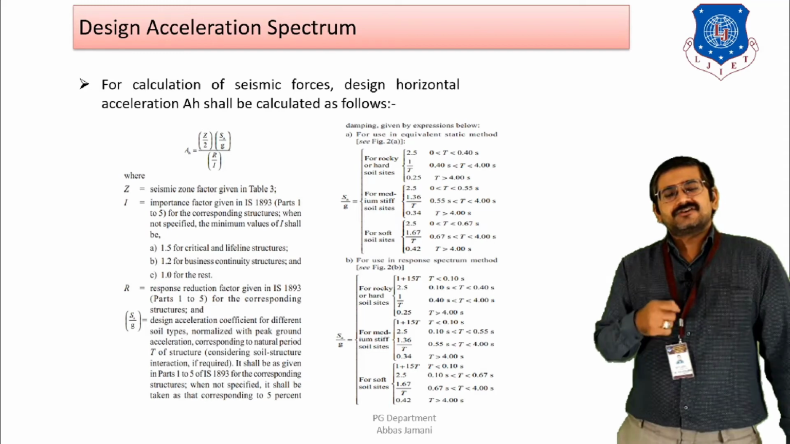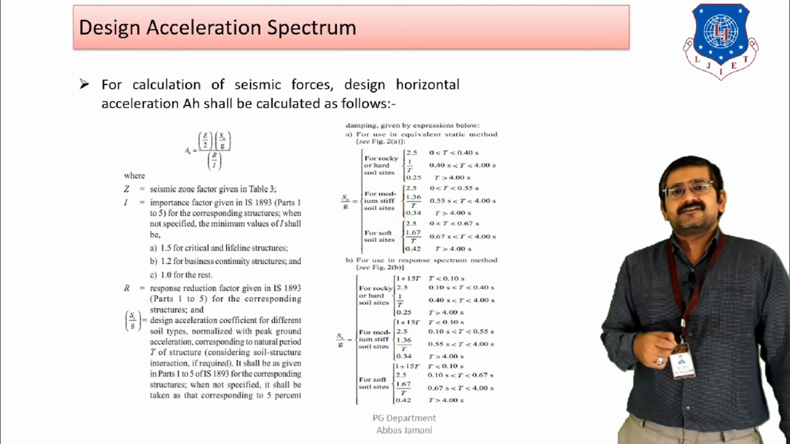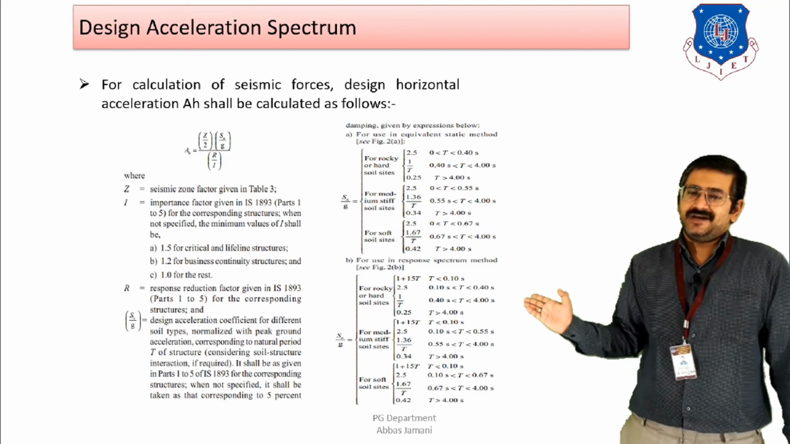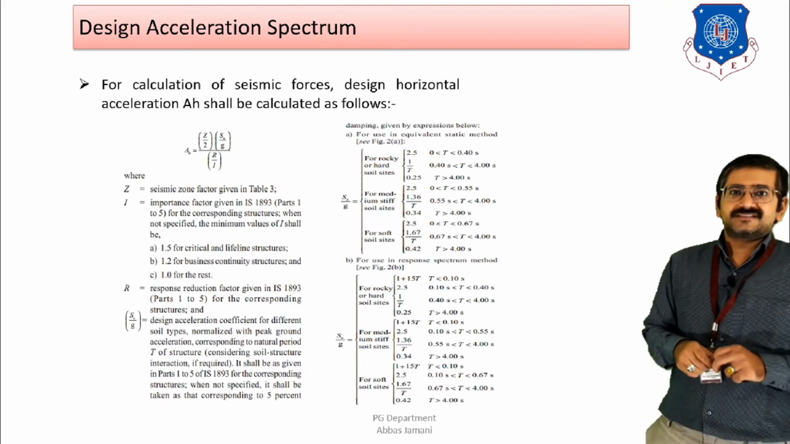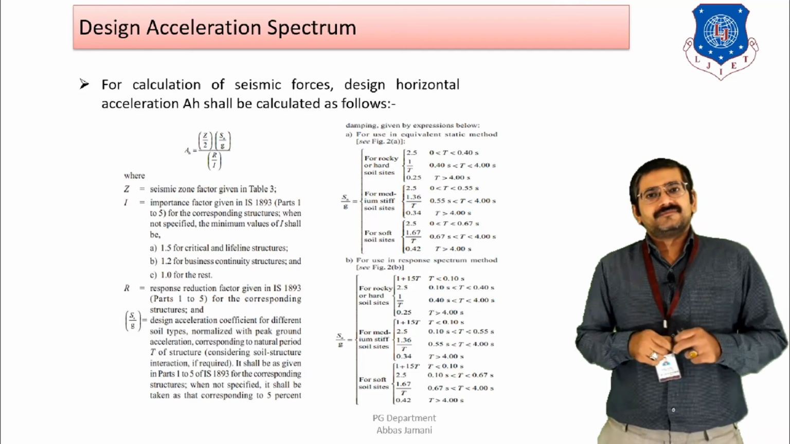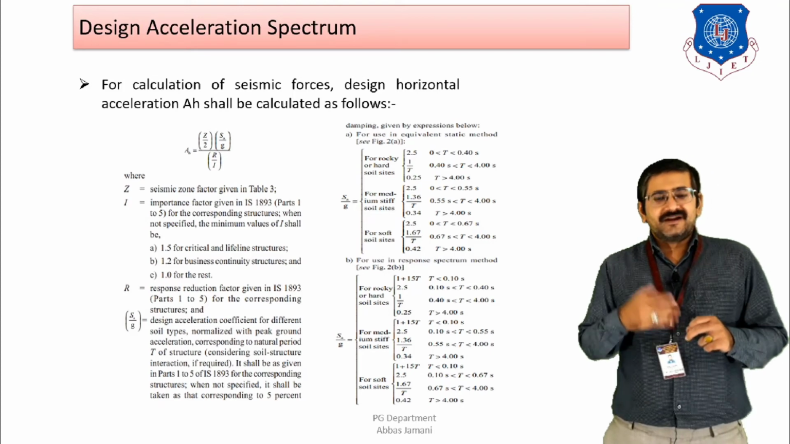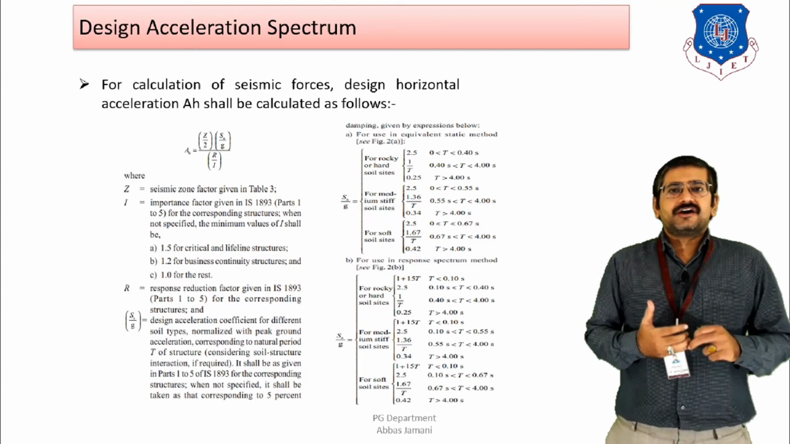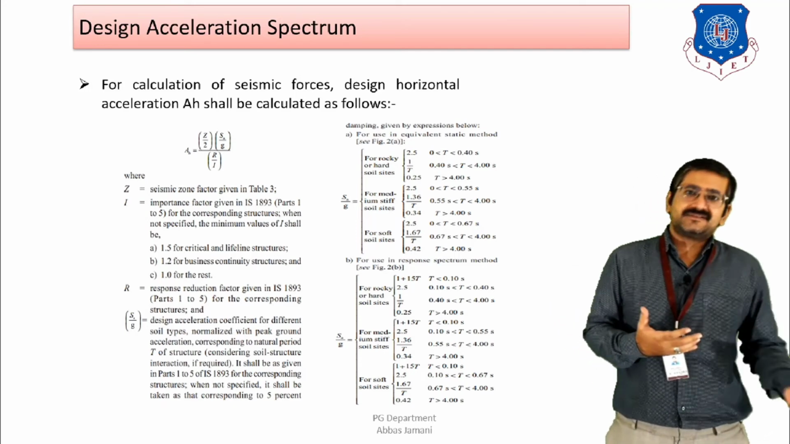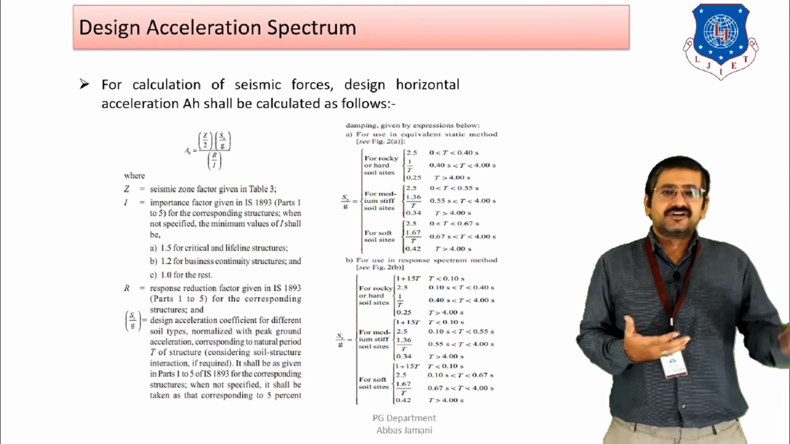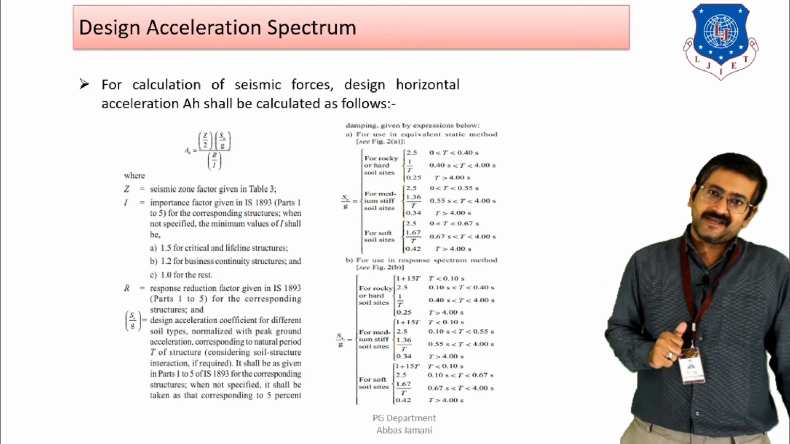For business buildings or commercial buildings, the value of I should be taken as 1.2. And for special structures such as power plants or nuclear power plants or petroleum refinery, this value should be taken as 1.5. Right? And lastly, we have the response reduction factor, which is given in tabular form based on the structural configuration that you are having. For example, whether you are having moment resisting frame, special moment resisting frame, or a dual system, or a structural system where only the shear walls are present, or flat slab system, or concentric braces. So depending upon the type of configuration in the structural system, the value of R has to be selected from table number 4 of IS 1893.